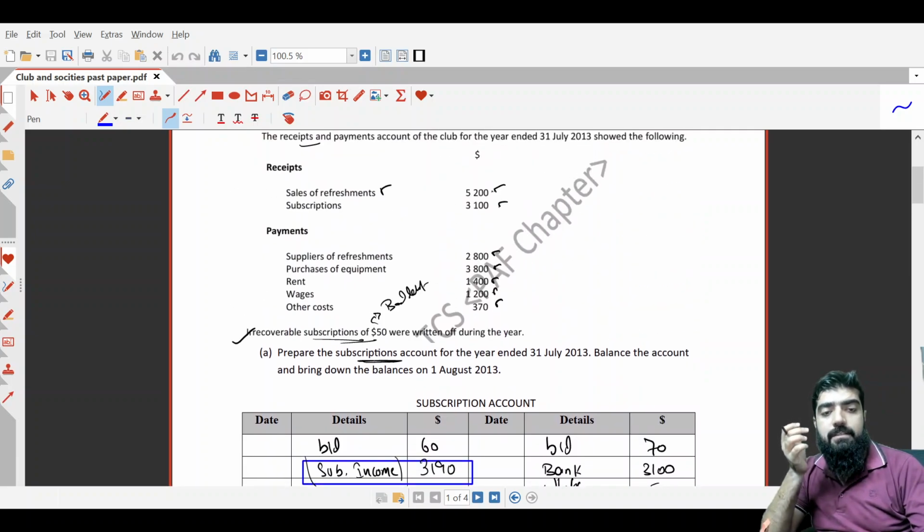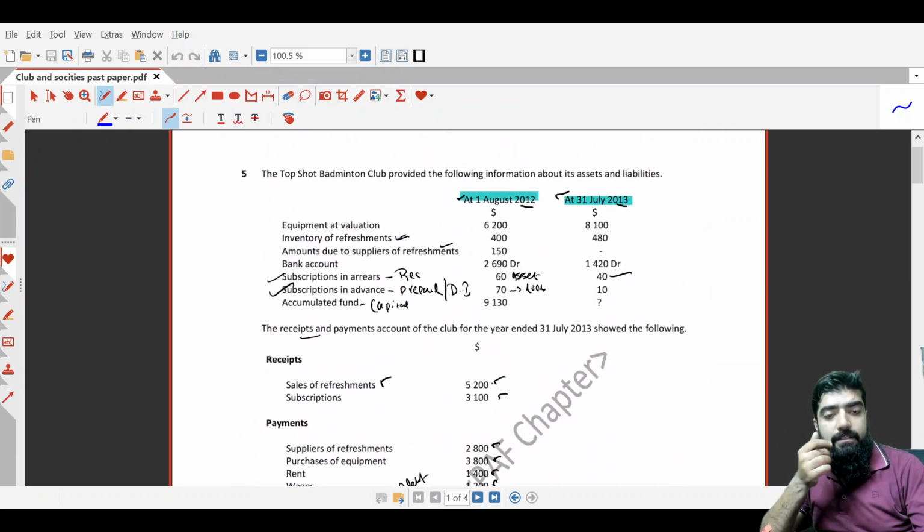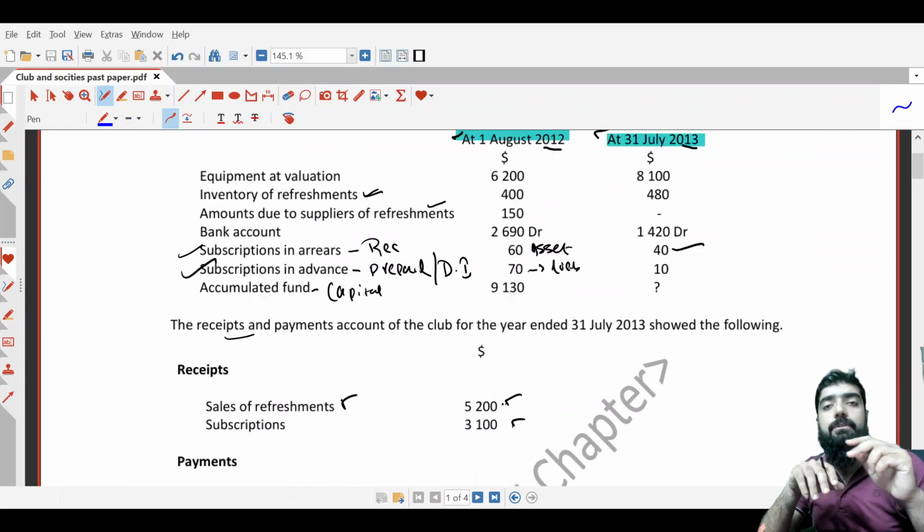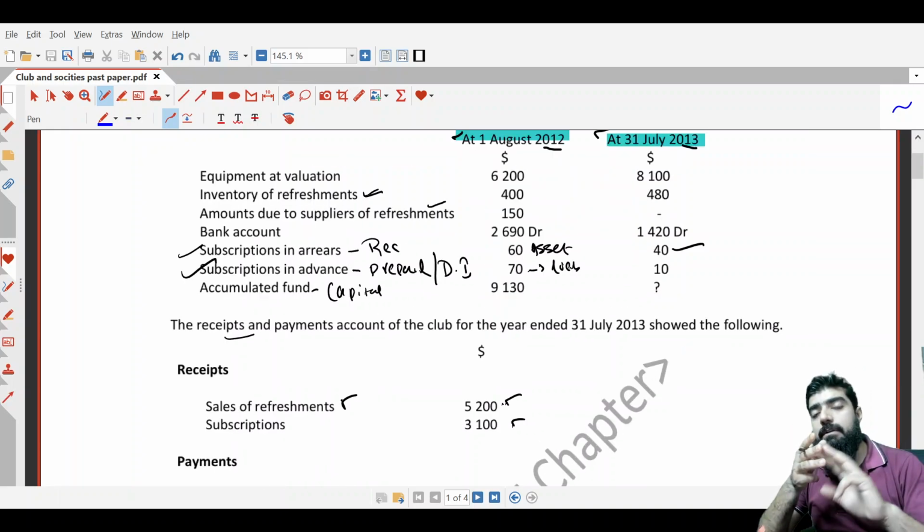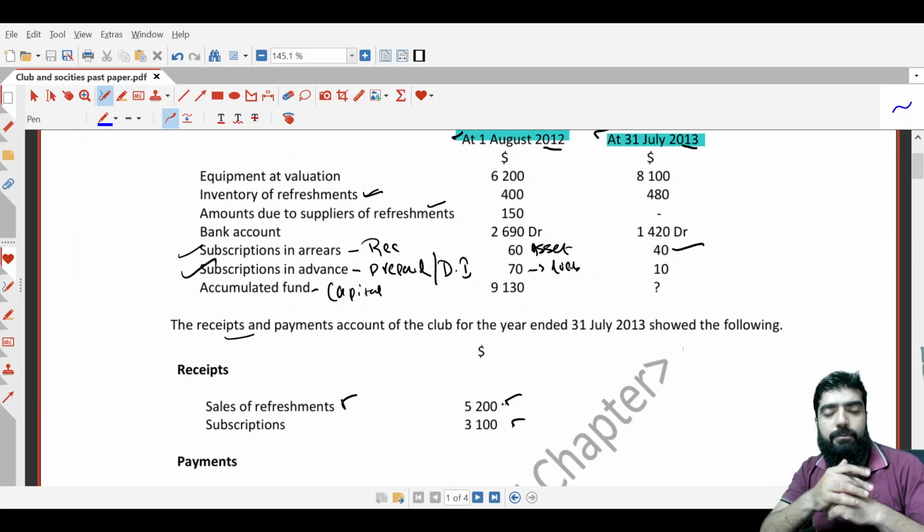Okay, this is the question that is related to clubs and societies. And for that, what we have done so far, there are basically three requirements in this particular chapter. Number one, that is to prepare the receipts and payments account. And number two, the income and expenditure account. And the third one is the balance sheet, that is the statement of financial position.